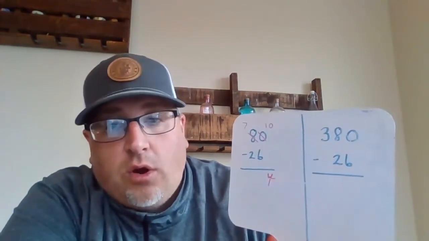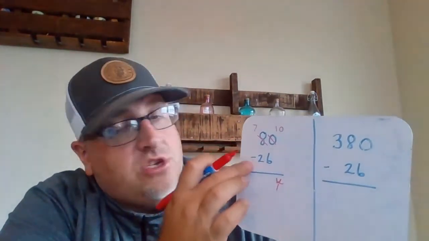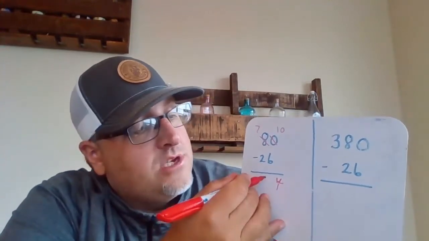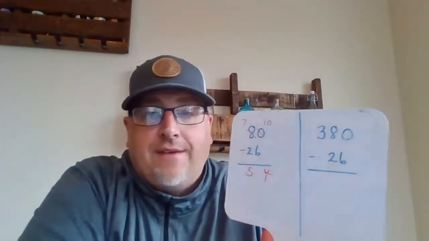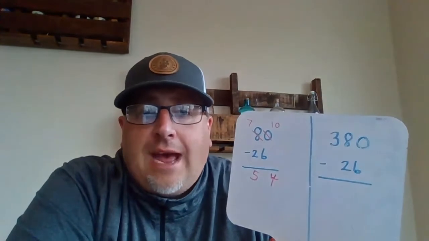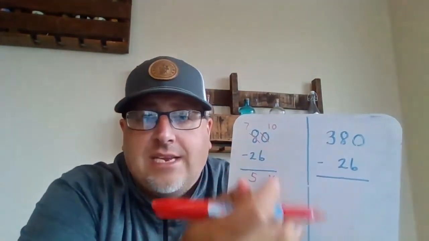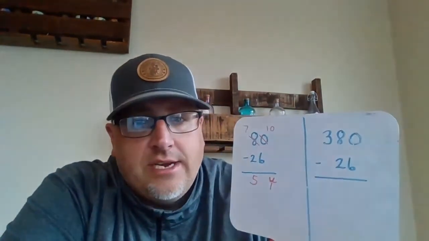10 minus 6 is 4. And then we have 7 minus 2. 7 minus 2 equals 5. I did these a little bit faster, but if we have to, we could take 7 and count down. We could take 10 and count down. However you need to get there.